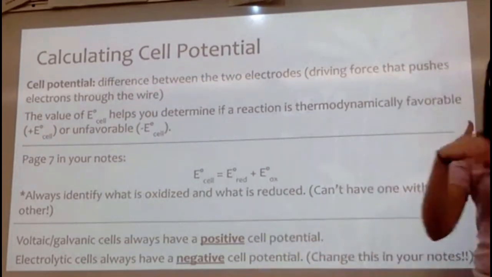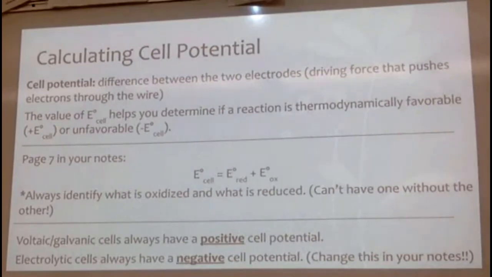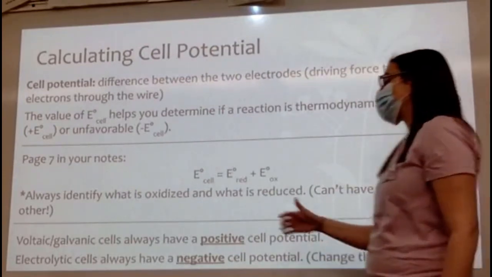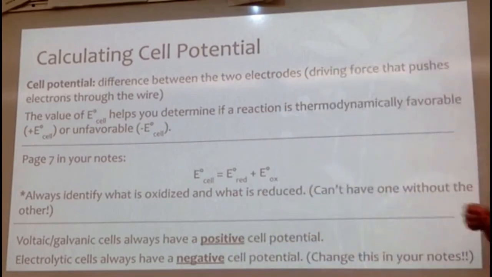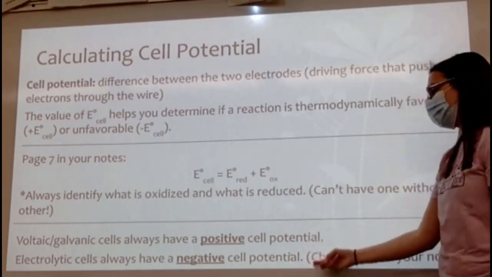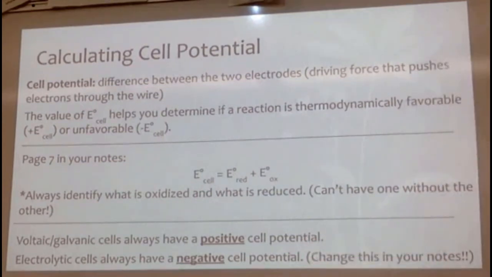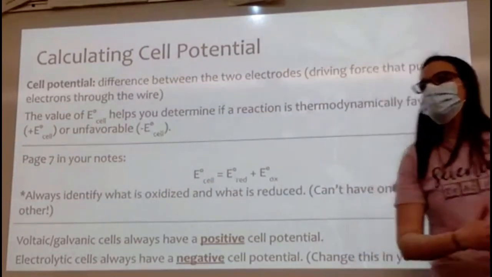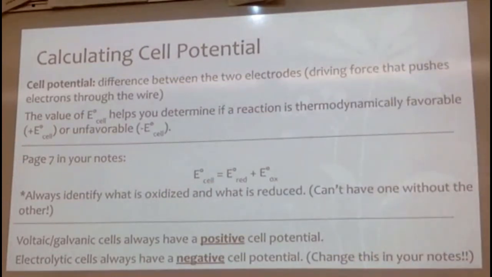Voltaic cells happen on their own. A battery is a voltaic cell. It powers things on its own. An electrolytic cell needs a power source for it to happen. And we'll look more at electrolysis and electrolytic cells later in the week. So make sure that this gets changed. Again, on page 7, it's bolded and italicized. Voltaic cells are always positive. Electrolytic cells are always negative in terms of cell potential.